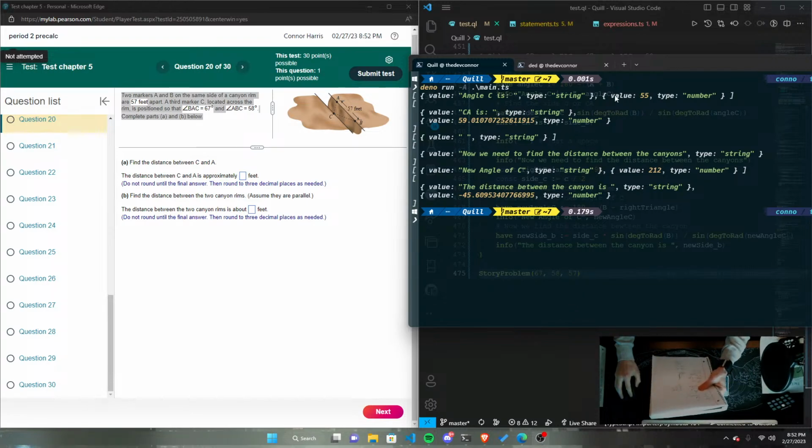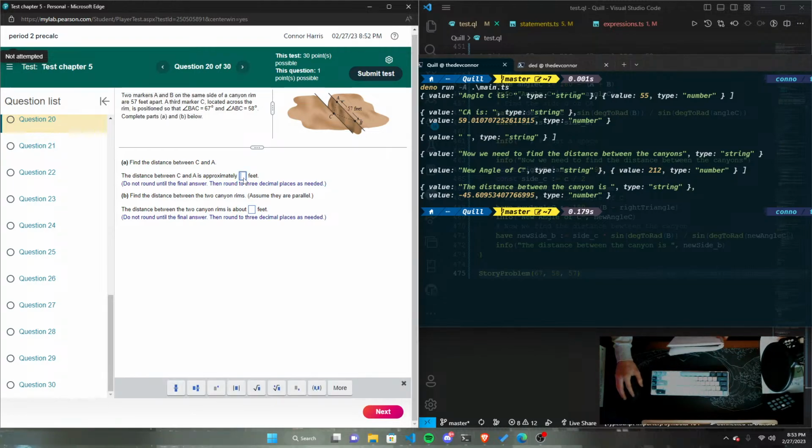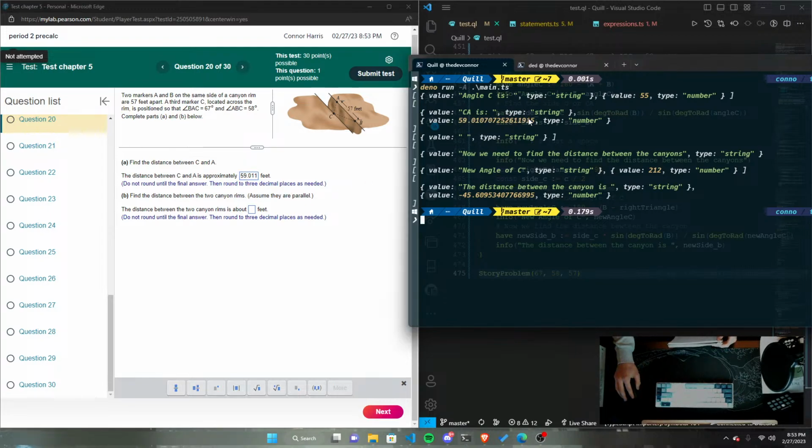So angle C is 55. Yep. Okay. So now we need to solve for B, the original B, right? The C to A, which should be 59.011. That is correct. Okay. Yeah. Yep. Well, I'm doing it by hand too, just to make sure that I'm getting it all correct. But it is going pretty slow, but I'm finding it fun. This is C to A. Yes. Okay. This is just a space, so we can ignore that.